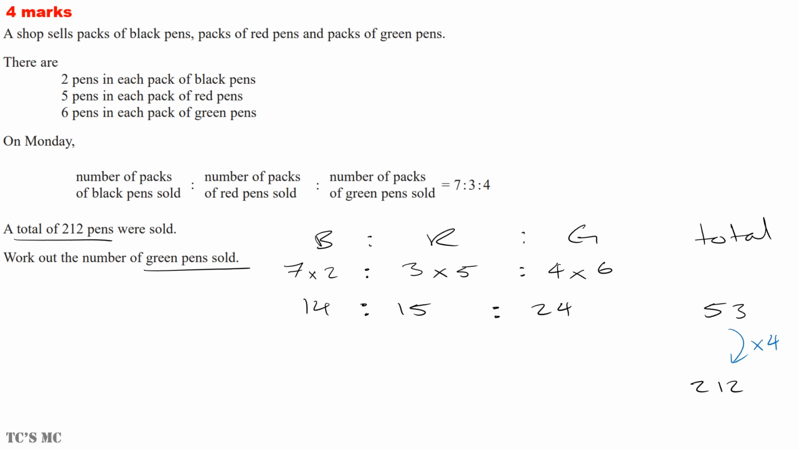Now I have a second mark. Because it's asking about green, I'm going to do 24 multiplied by 4, and that gets me a third mark. And then I'm going to work that out by doing doubling and doubling again. So 96, and that there is my fourth mark.